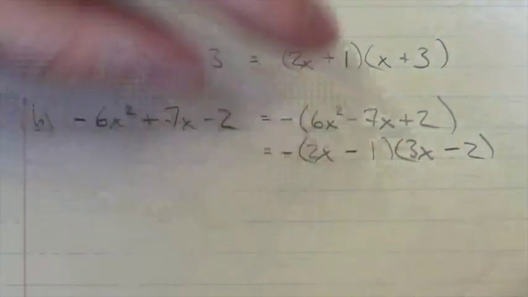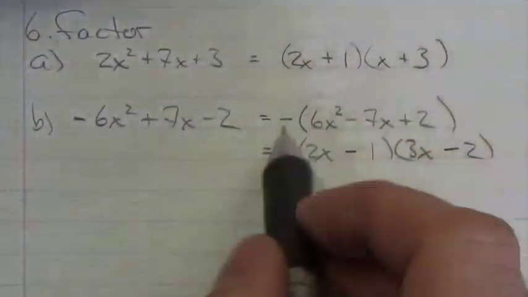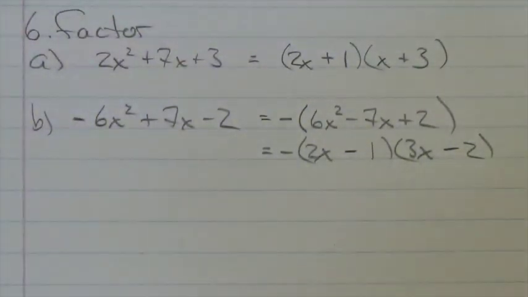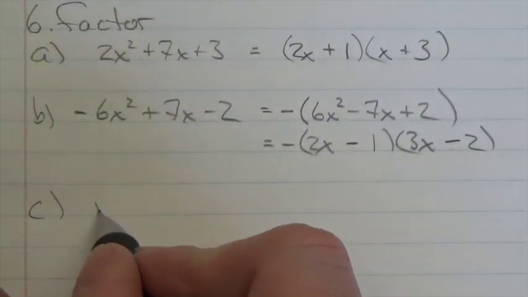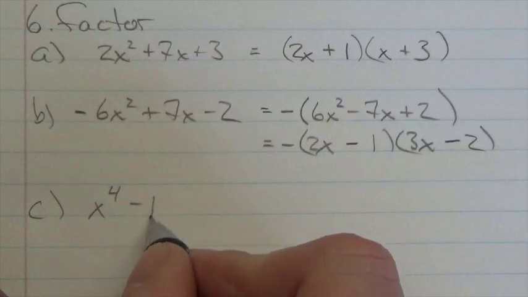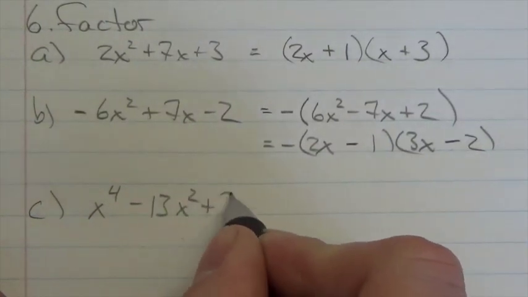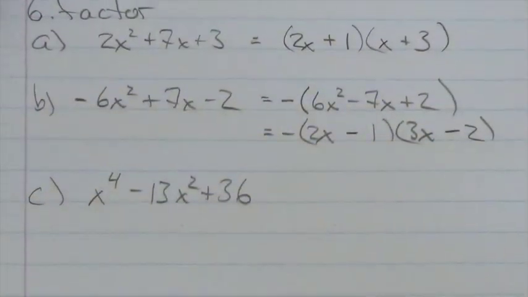Negative 1 times 3 is negative 3x, and together there's my negative 7. There it is. So there's that polynomial in factored form. Okay, good. Let's try another. Let's take a look at x to the 4th minus 13x squared plus 36.